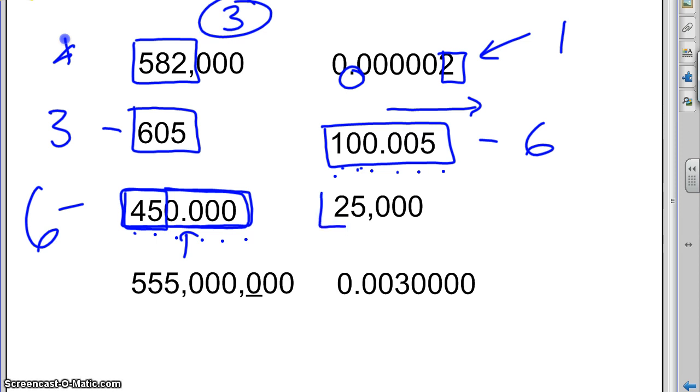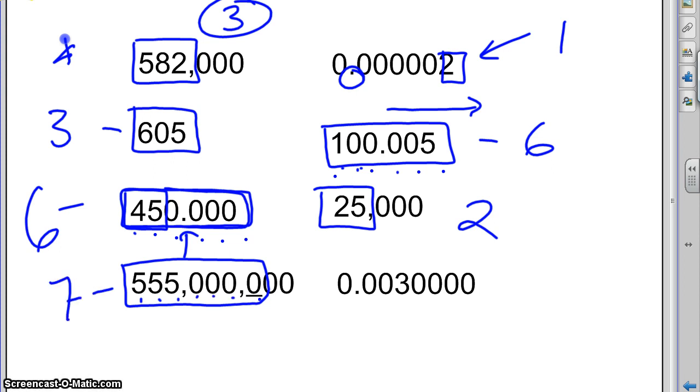25,000, we include the 2 and the 5. We look for a dot. There's no dot, so we're done. 2 significant digits. Here we have the 555. Be careful, though, because I see an underlined 0. That's significant. We have to count it, so we have to put the box all the way around both the 5 and the 0. And then we look for a dot. There's no dot, so we are done. Everything in there, 1, 2, 3, 4, 5, 6, 7 significant digits.